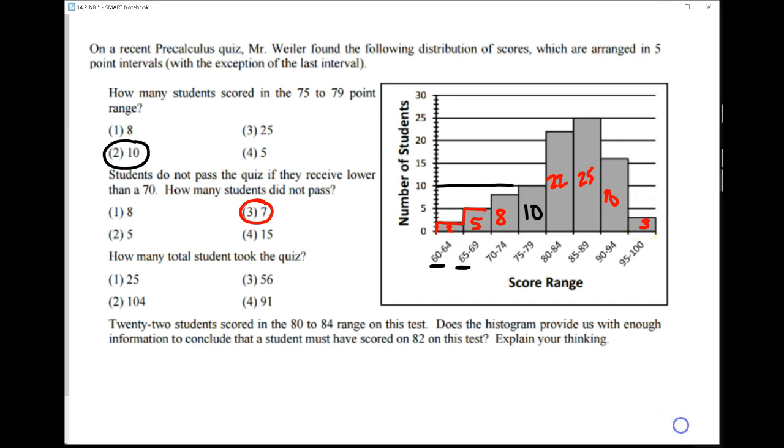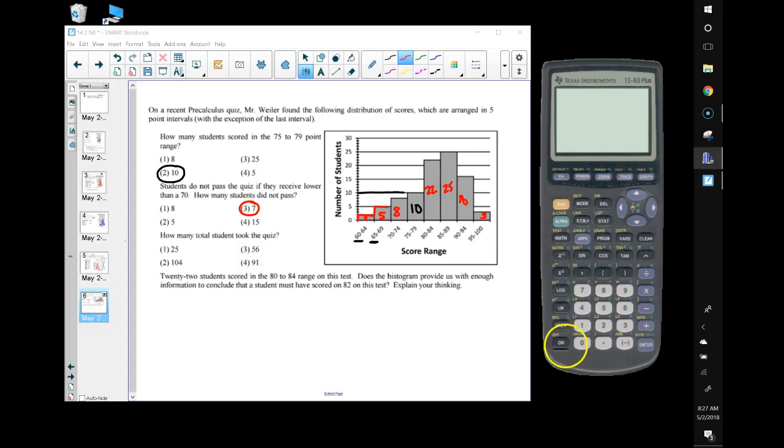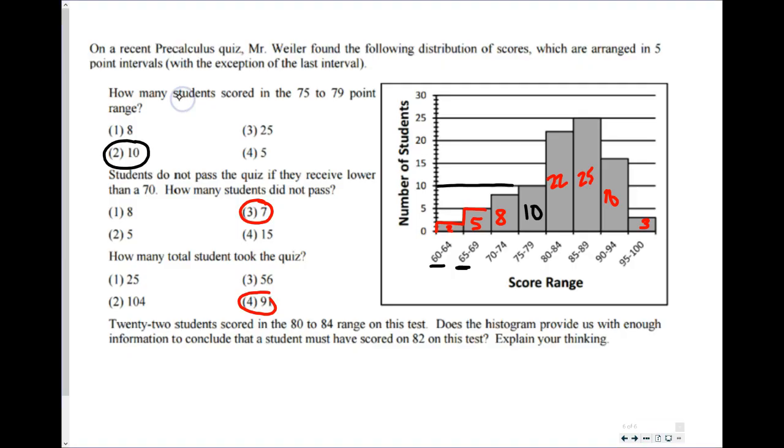So now all I have to do is add all of those up. I'm going to go to my calculator and type all of those out. So 2 plus 5 plus 8 plus 10 plus 22 plus 25 plus 16, and then plus 3. I get 91. I noticed that 91 is an answer choice, so I'm assuming I did that correctly. And then the last question is a really important question in this learning target.